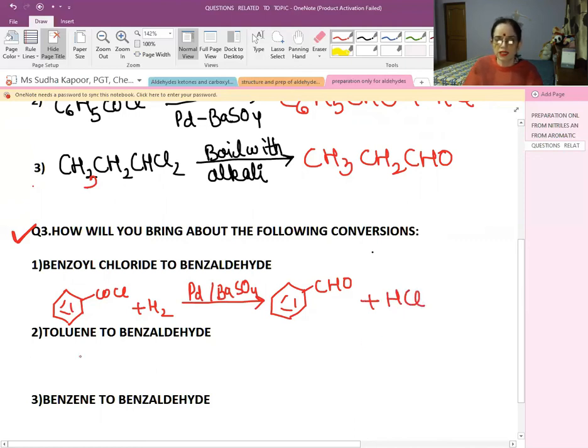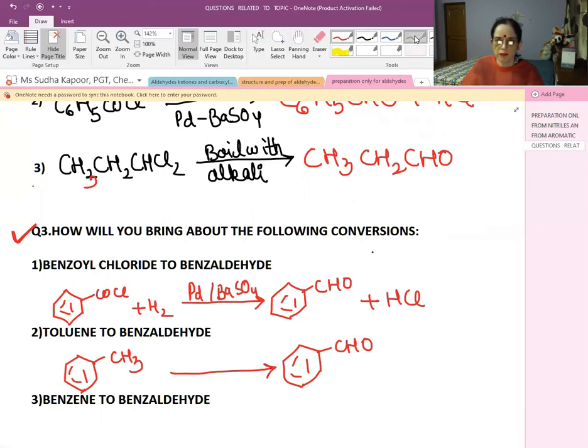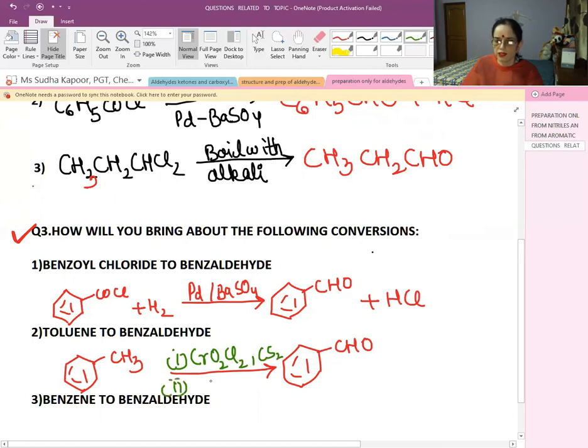Now, toluene to benzaldehyde. Toluene is a benzene ring with CH3, and we have to convert it into benzaldehyde. We can use the Etard reaction or CrO3, or we can use side chain hydrolysis. If we are representing it as a single step, then we write both reagents one after the other: CrO2Cl2 in presence of carbon disulfide, followed by acidic hydrolysis, that is H3O+.